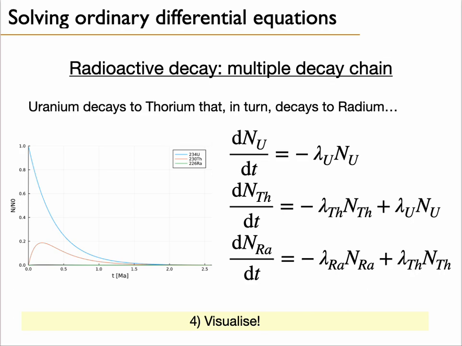And finally, we will visualize. So we will get plots that look like this. On the one hand, you will have the quantity of uranium that decays, the quantity of thorium on another line, and radium on the third line.